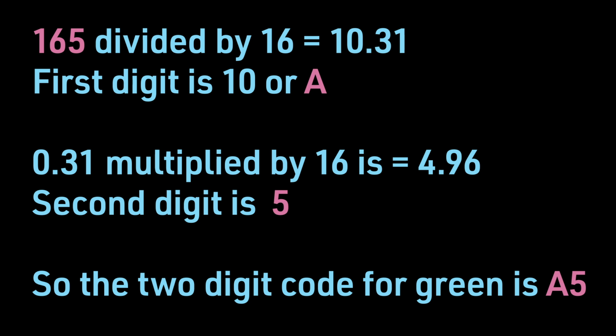For the next RGB value, for green, we would take 165 divided by 16 and get 10.31. The first digit is 10, or A. The fraction 0.31 is then multiplied by 16 to get 4.96. Because we are looking at integers, the second digit would then be 5.